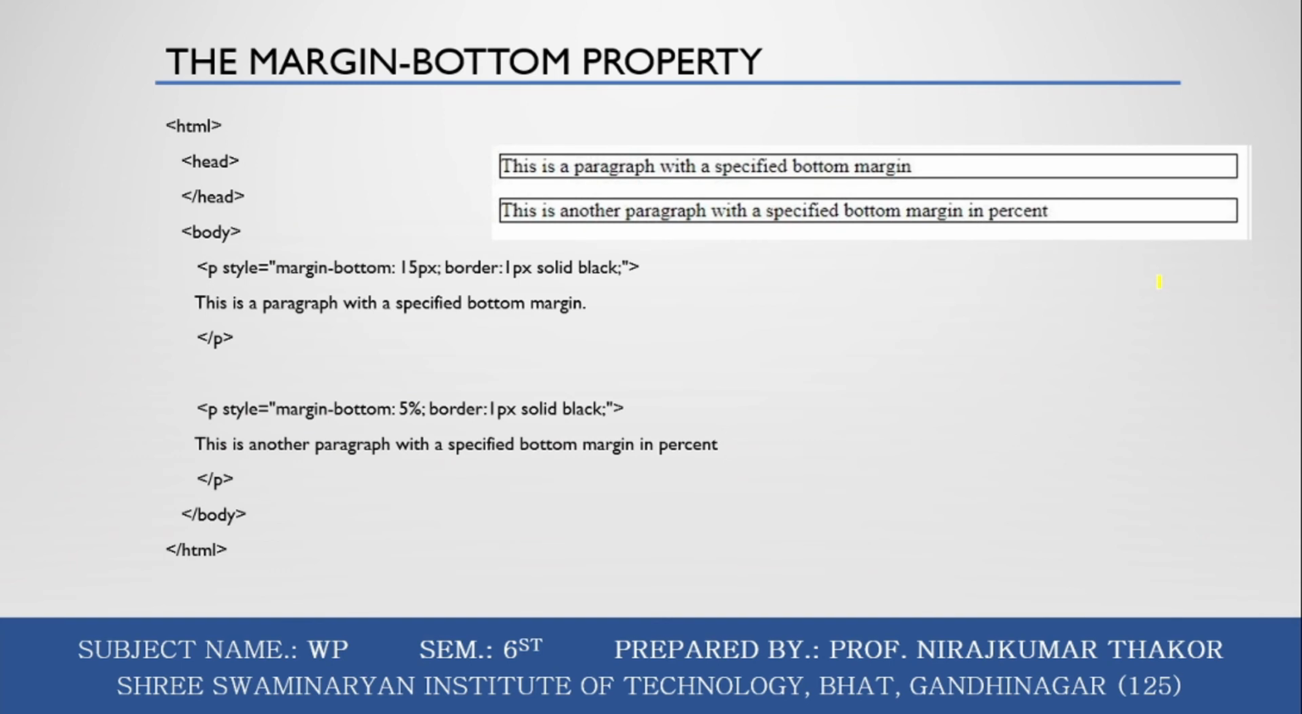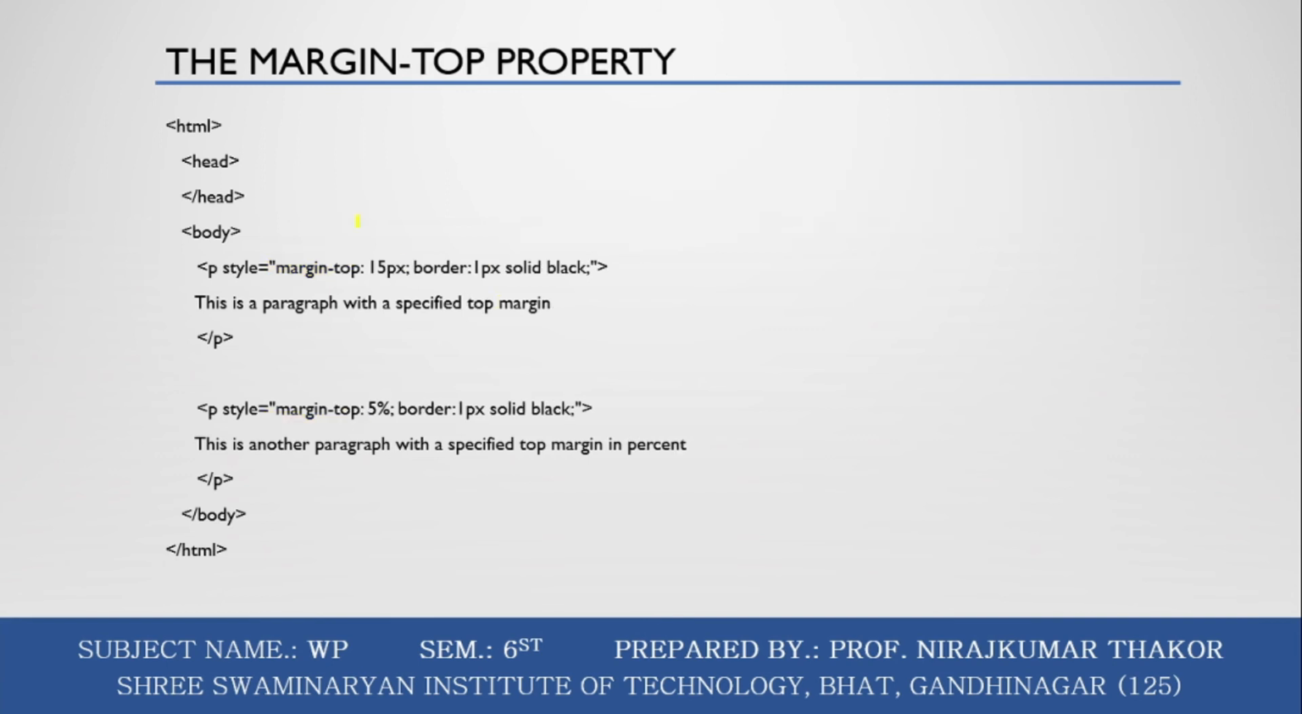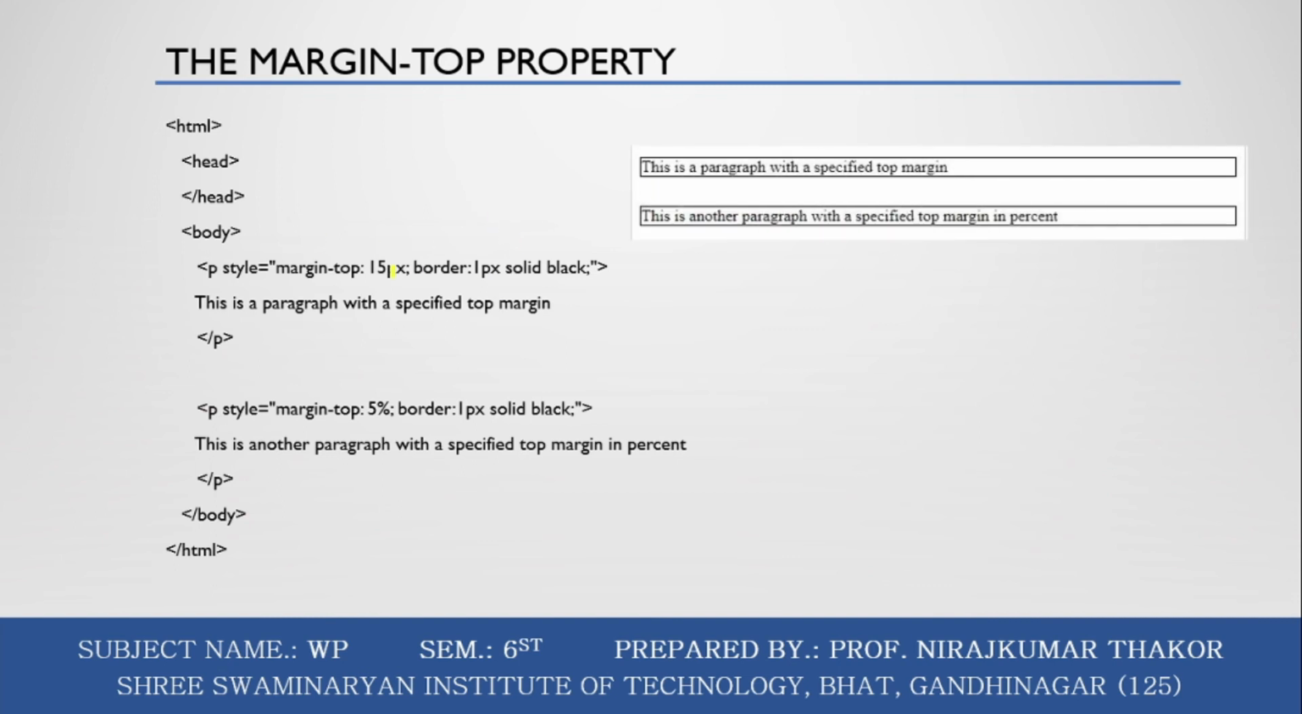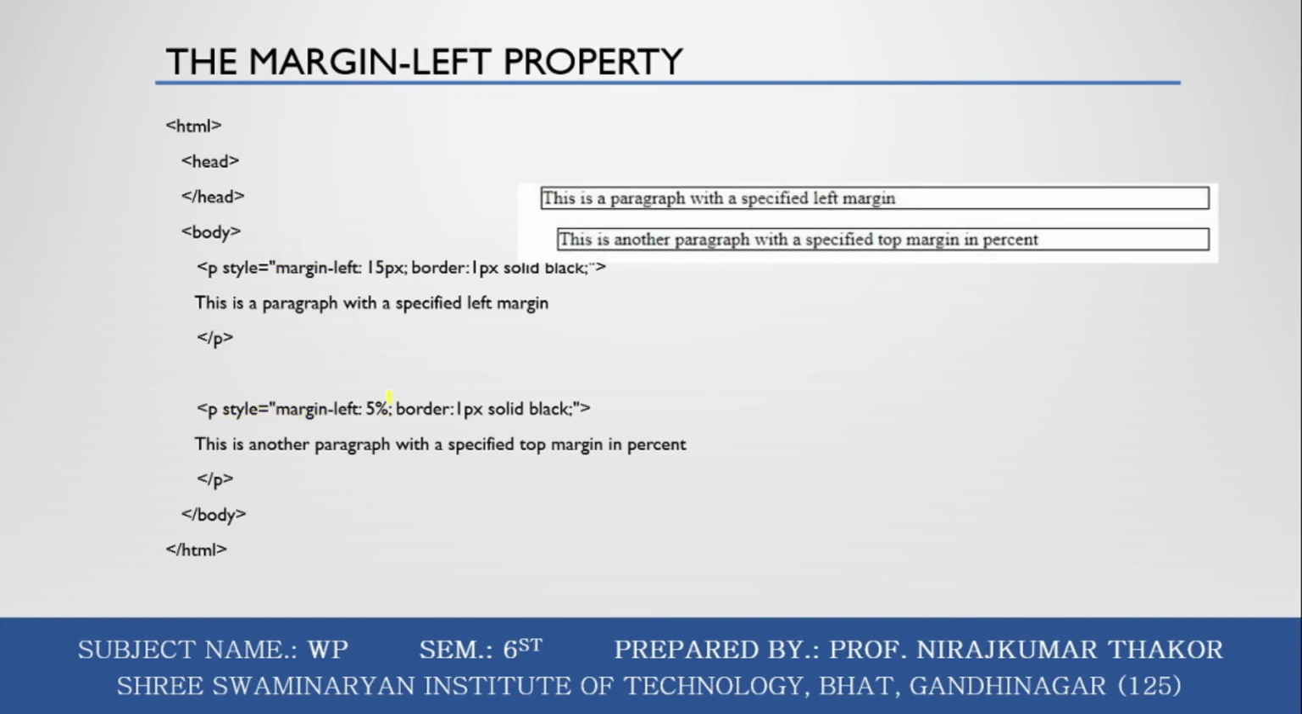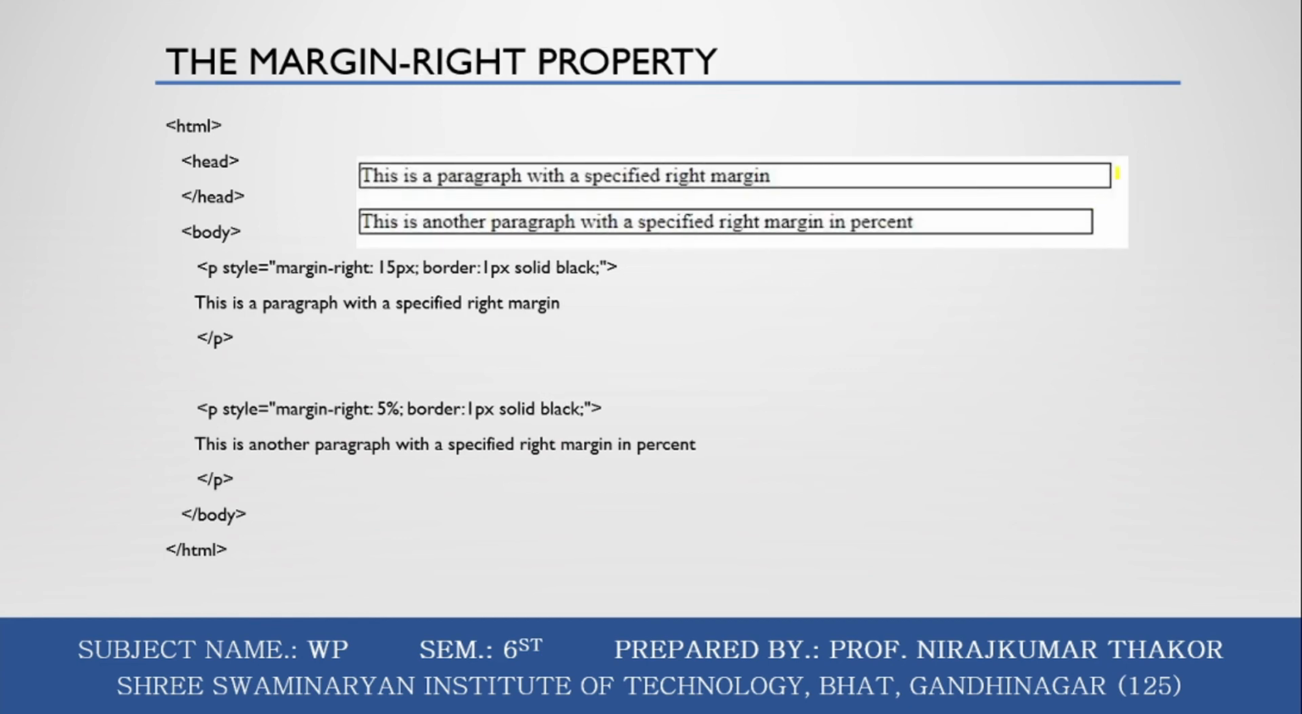The next one is the margin-bottom property: margin-bottom 15 pixels and margin-bottom 5 percent. Margin-top 15 pixels and margin-top 5%. And this is margin-left: 15 pixels and 5 percent. Margin-right 15 pixels and 5 percent.